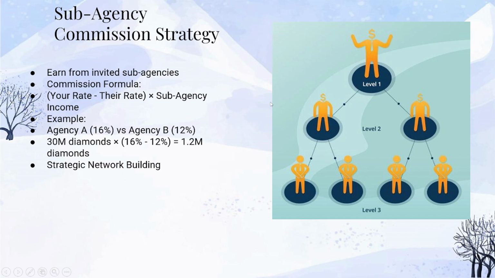The difference, okay, that's interesting. Yeah, so A's rate is 16% and B's rate is 12%. The difference is 4%. So 4% of B's 30 million. Exactly. Which comes out to 1.2 million. And that matches their example number for A's commission from B. Okay, that makes sense. So you're incentivized to have a higher rate than the agencies you bring in. Precisely. It's not just about recruiting, it's about growing your own agency to get that better rate, which then lets you earn more from your network.